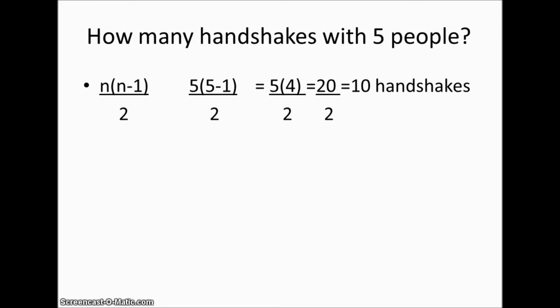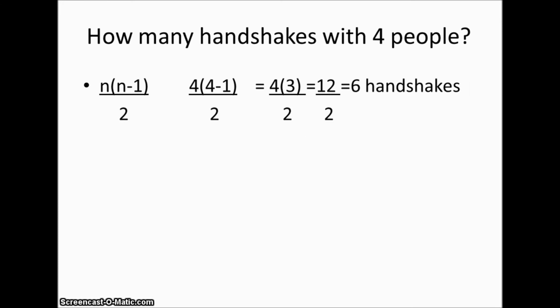So using this equation, we'll look at some problems that we used with our illustration. So 5 people shaking hands with each other, each person shaking hands 1 time. So n times n minus 1 divided by 2, and our number is 5. So 5 times 5 minus 1 divided by 2 equals 5 times 4 divided by 2 equals 20 divided by 2 equals 10 handshakes. This proves what our picture showed.